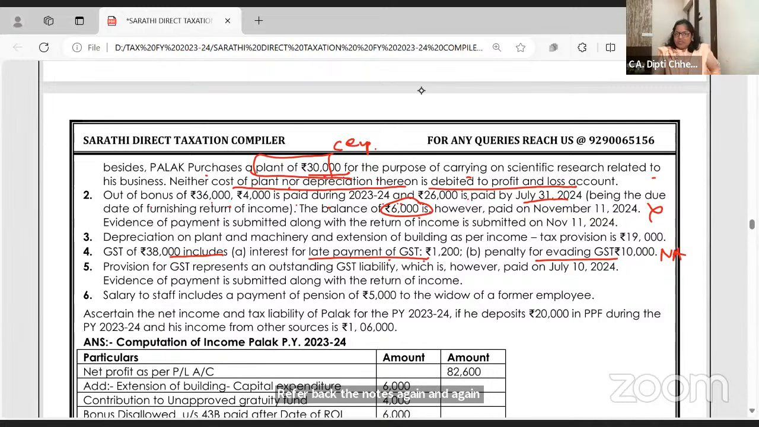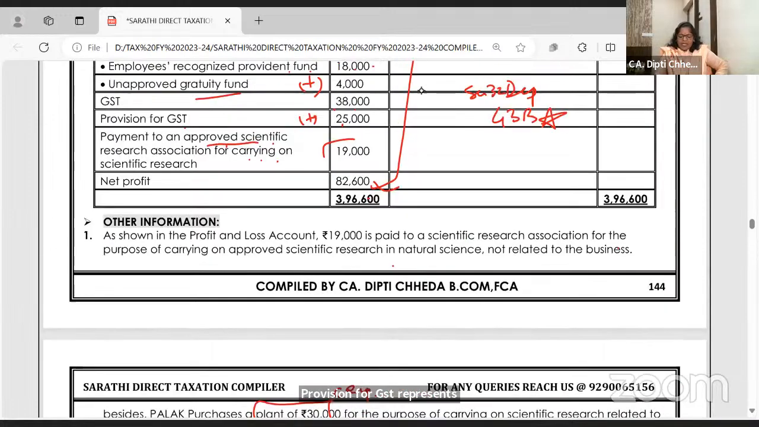It's a challenge to take these level of questions. You will not even realize it if we did it very simply. Yes, ma'am did many questions, but you should not do it like that. So in 38,000 in P&L, they have taken interest for late payment. Allowed. Penalty not allowed. Provision for GST represents outstanding GST which is paid on 10th July.